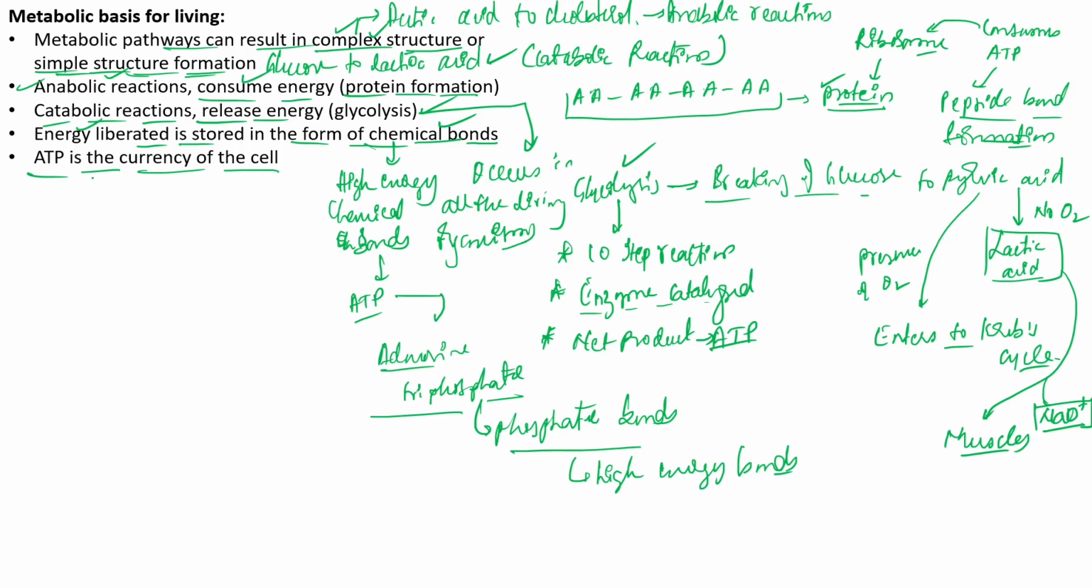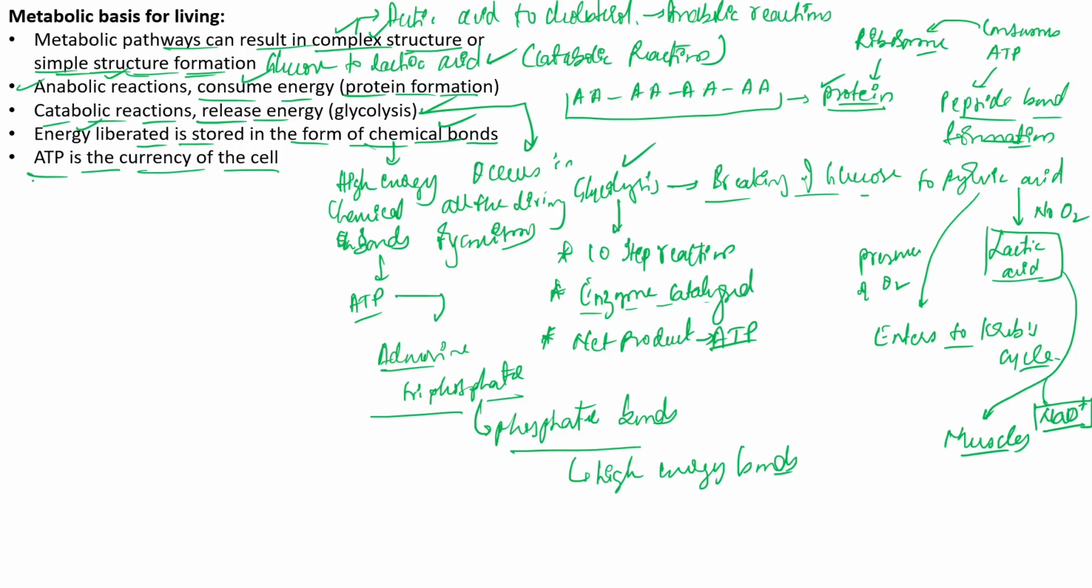It is called what? Currency of the cell. So ultimately you can see that metabolic reactions control everything. Metabolic reactions are mainly two types of reactions, the catabolic reactions and the anabolic reactions. The sum of these two kinds of reactions we call metabolism.